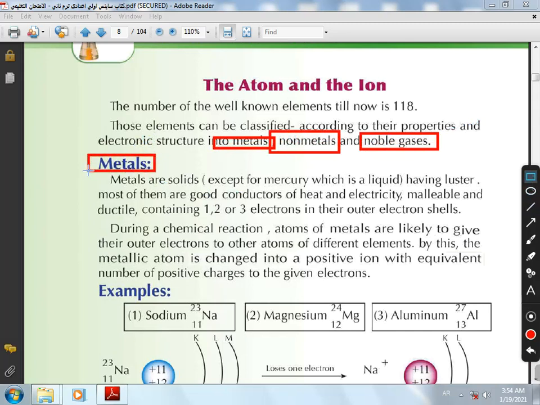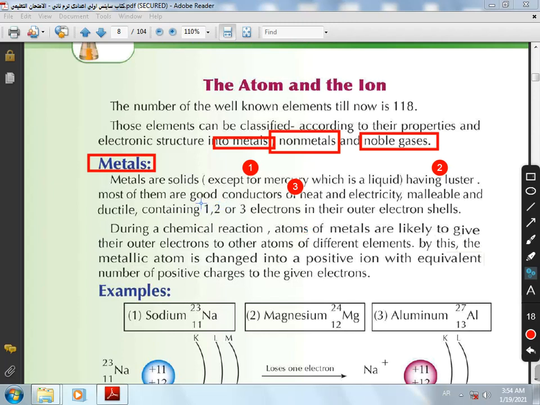Metals are solids except for mercury, which is a liquid. They have a metallic luster and they are very shiny like gold and copper. Number 3, they are good conductors of heat and electricity. So we can use some of them in making electric wires like copper and cooking boots like aluminum.